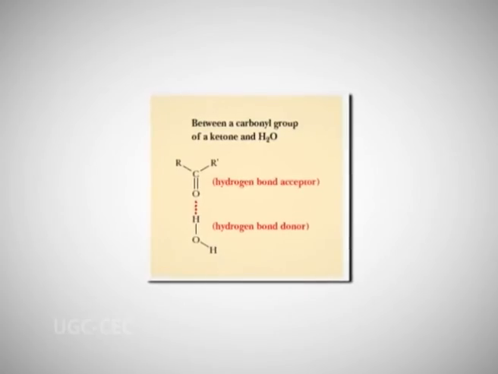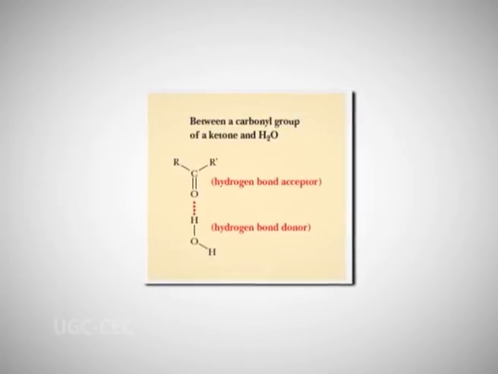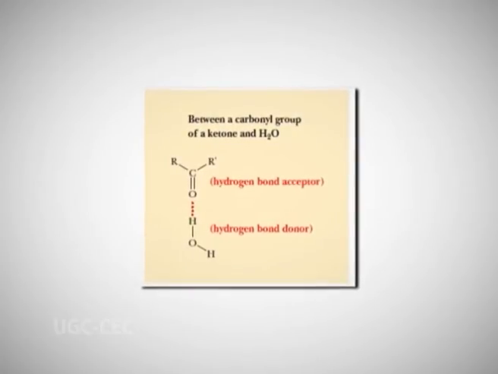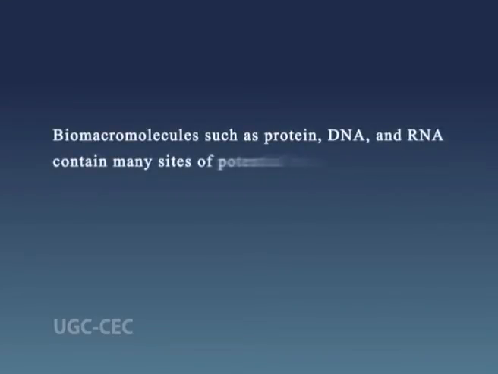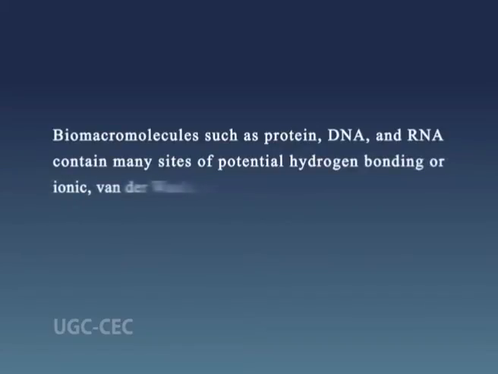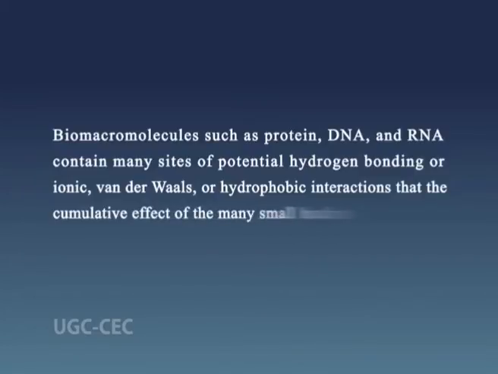Hydrogen bonding and ionic, hydrophobic, and van der Waals interactions are the non-covalent interactions. They are very much weaker than covalent bonds. Biomacromolecules such as protein, DNA, and RNA contain many sites of potential hydrogen bonding or ionic, van der Waals, or hydrophobic interactions, so the cumulative effect of many small binding forces can be enormous. For biomacromolecules, the most stable structure is usually that which has maximum weak interactions.